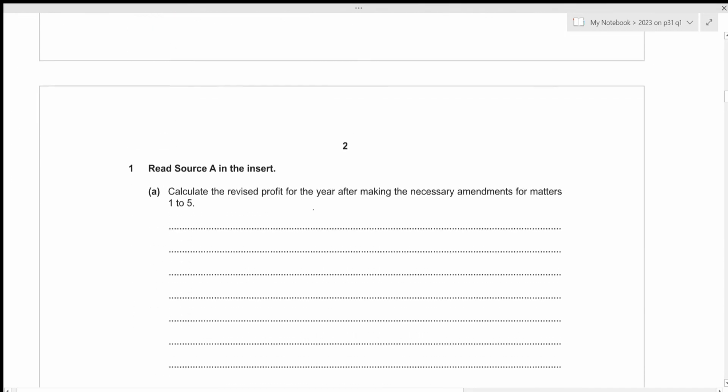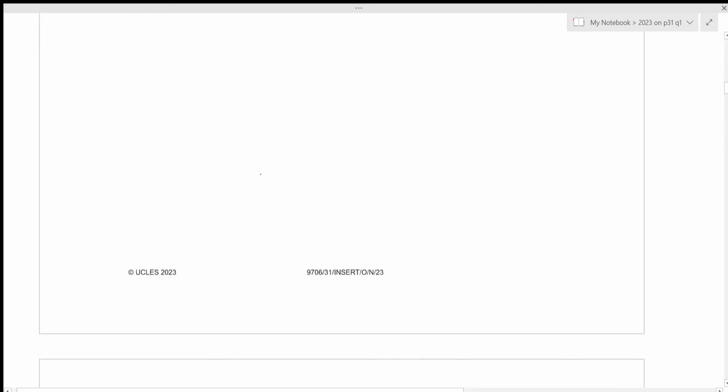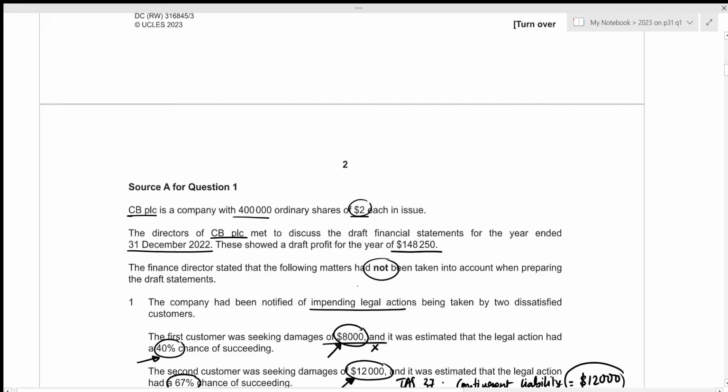Let's move towards the first question. We now need to calculate the revised profit for the year after making the necessary amendments for matters 1 to 5. We've already calculated the necessary amendments. Let's start with our draft profit. It was given in the information above, and that was 148,250.